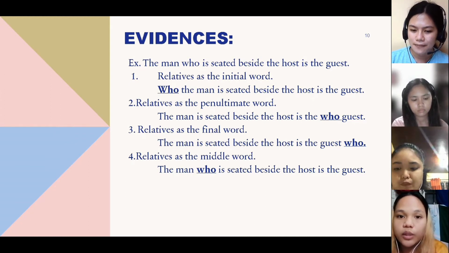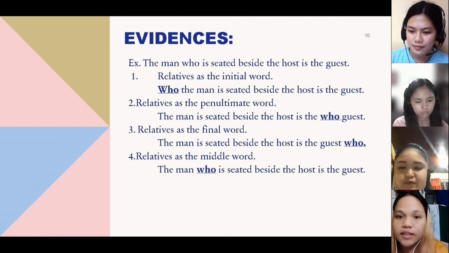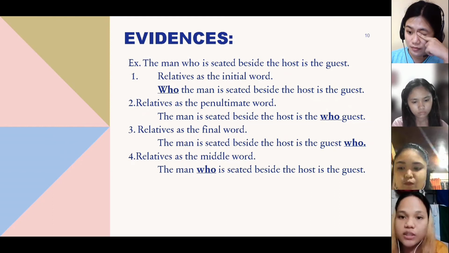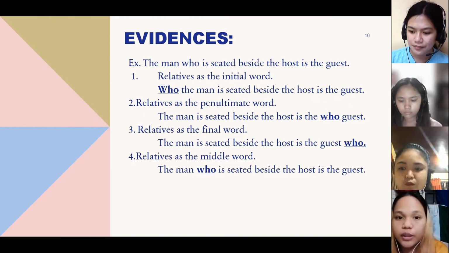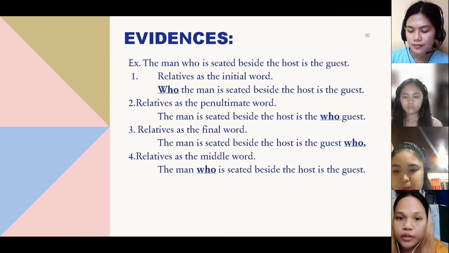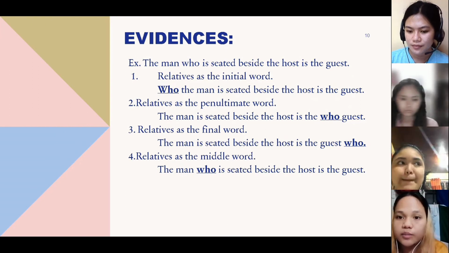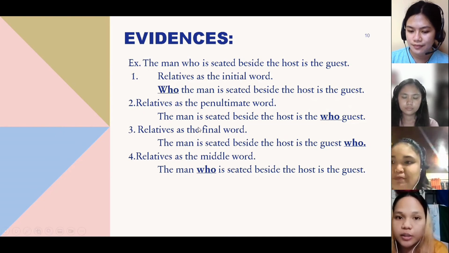But what if we put the relative as the final word? The man is seated beside the host is guest who. Still, the message is unclear. But if we put the relative as the middle word, it will become: the man who is seated beside the host is the guest. We can see here that the message of the phrase is so clear and understandable.